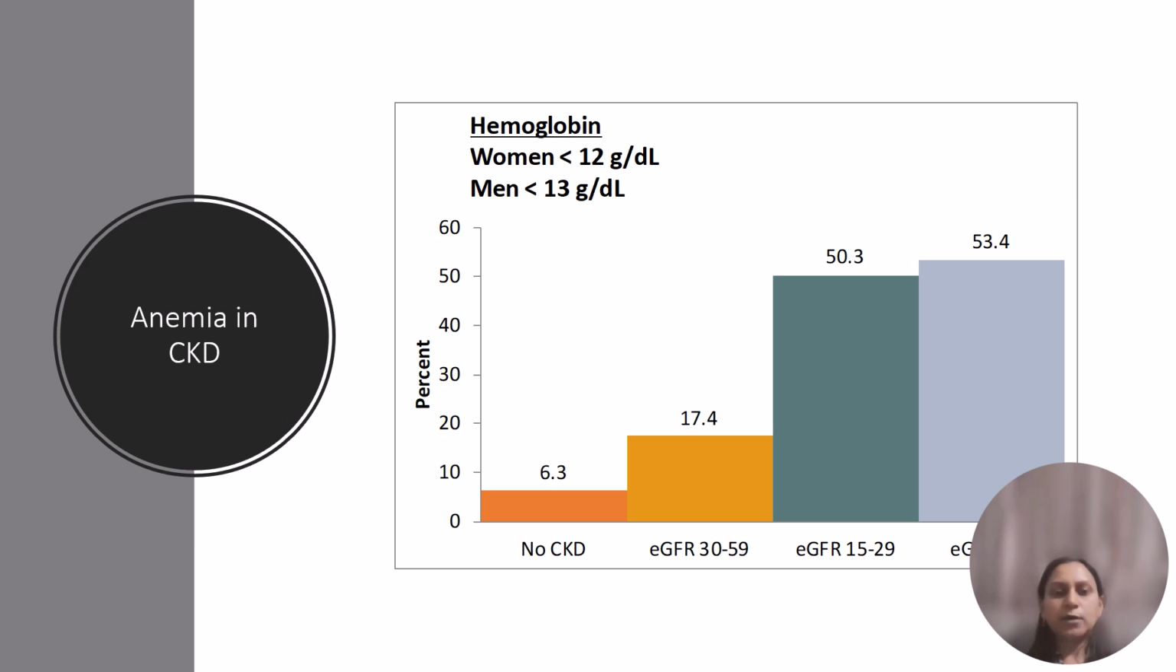So if you see here, on the y-axis you can see the percentage of patients with anemia, and on the x-axis you can see the stage of CKD. As the eGFR goes on falling, you can see that the percentage of patients with anemia is gradually increasing.